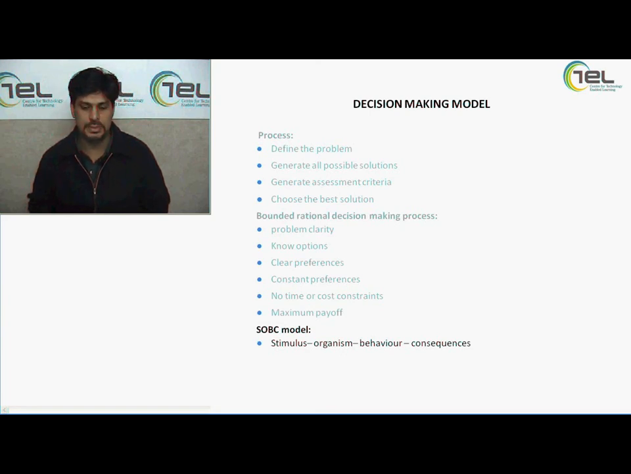Just to give you an example, I scold somebody. Say the behavior of the person is that he shouts back at me. What are the consequences? Maybe the person is asked to leave the college. Now you have a model. Stimulus is my scolding. Organism is a student. Behavior is shouting back. Consequence is being asked to leave the college.